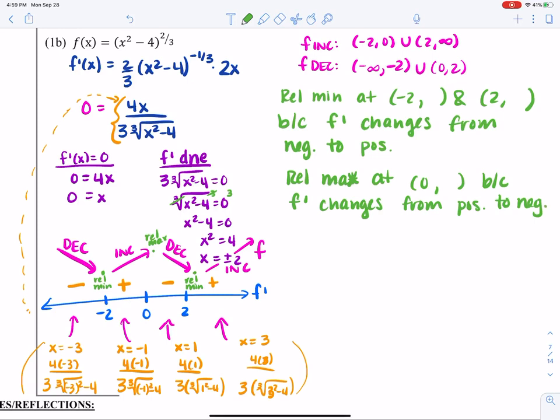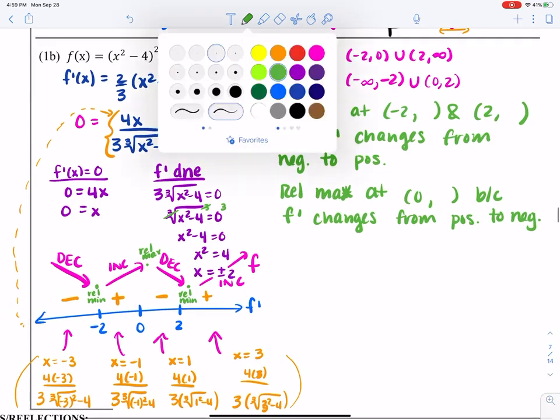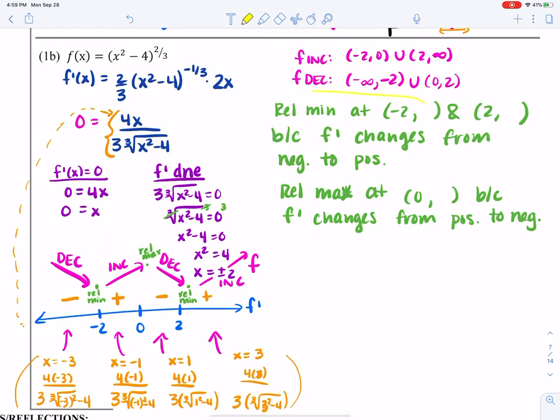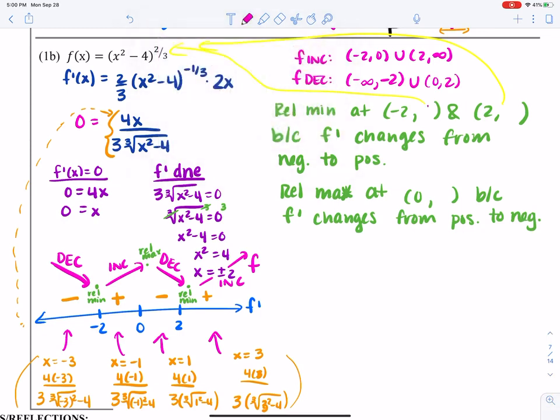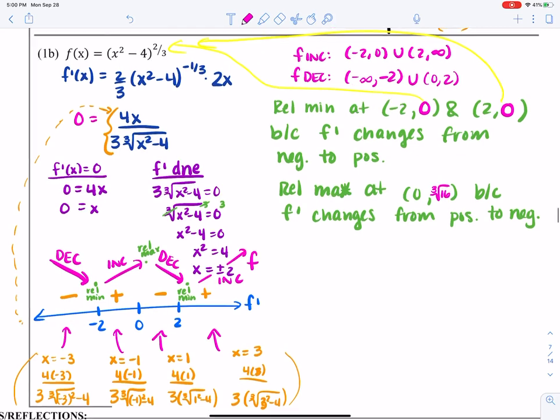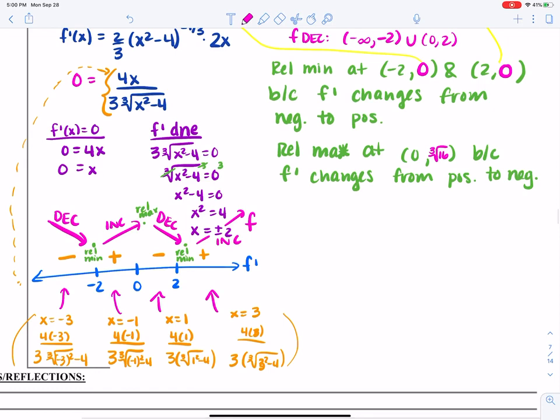And so we do actually need to go and find these y values, and you can find these y values right here by plugging into the original function. So if I plug into the original function, I can see that I'm going to get 0 here and 0 here. And this guy, when I plug in, should give me the cube root of 16, which isn't very pretty. Okay, so let's make a sketch of what we have going on here.